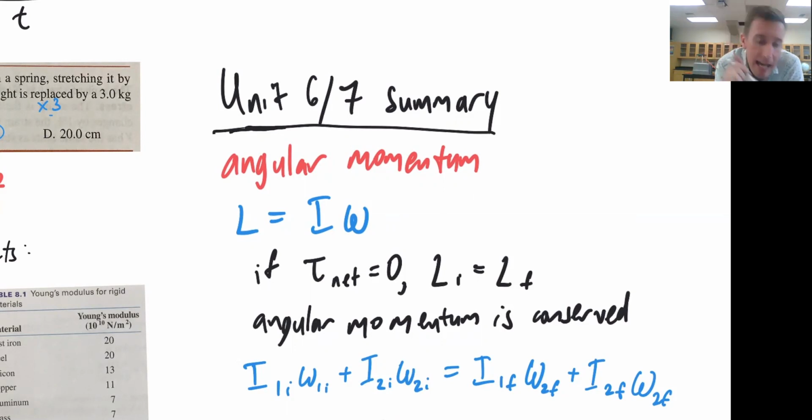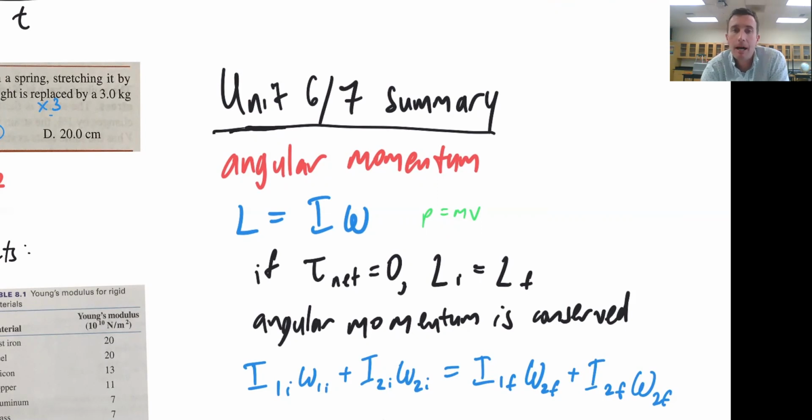All right, so angular momentum, if you recall, is equal to I times omega, which is the moment of inertia times the rotational velocity. Okay, so L equals I omega. This would be equivalent to momentum equals mass times velocity, but it's using the rotational terms instead.